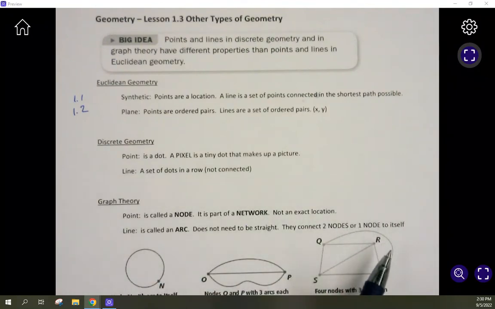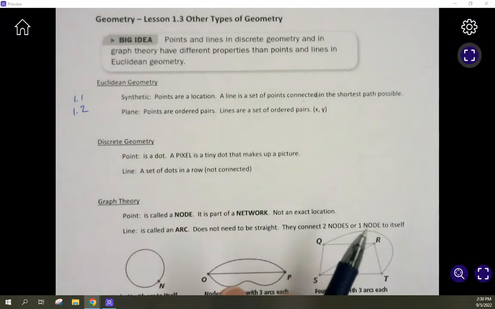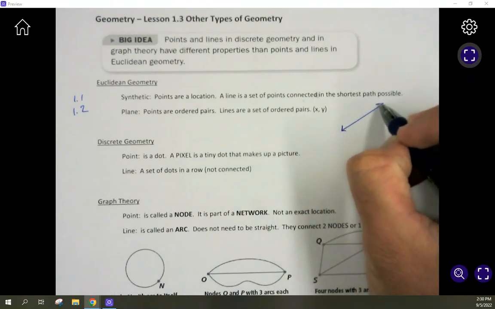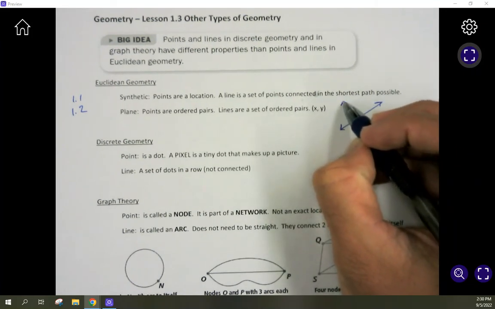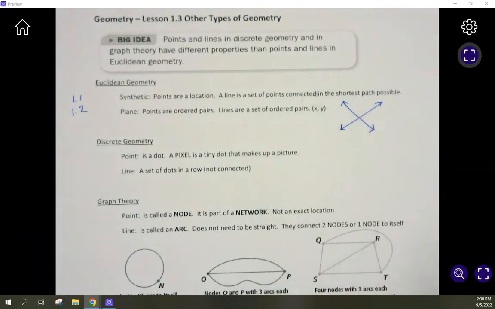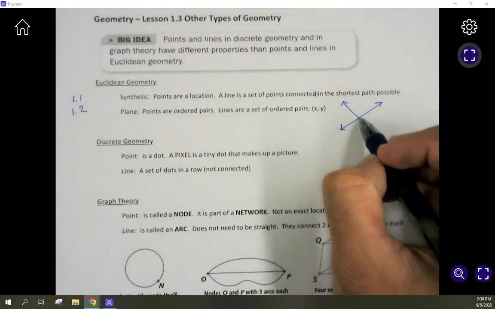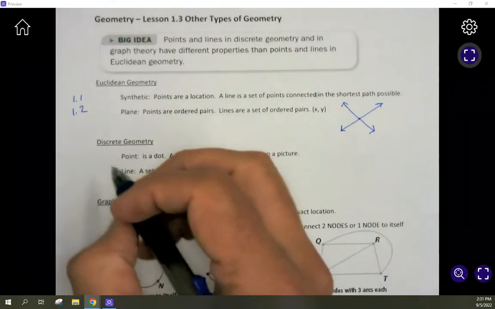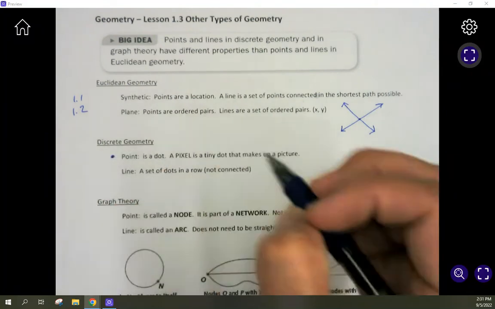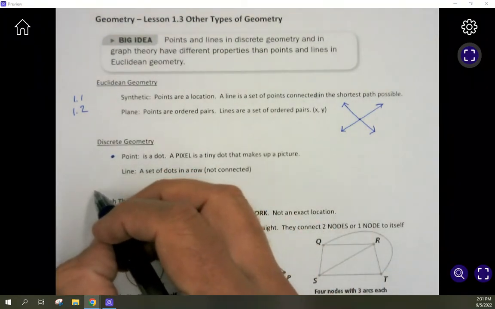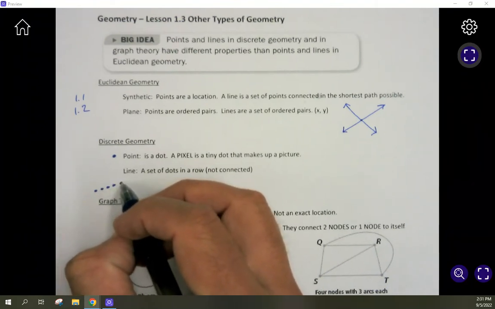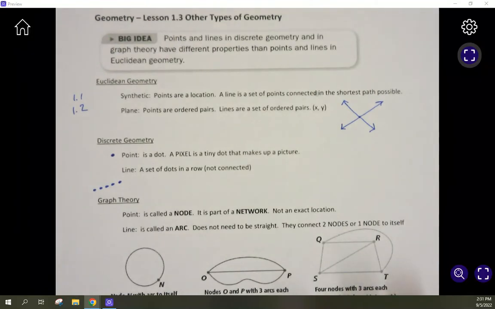So let's look at a couple different situations here. If we have Euclidean geometry and we have two lines that cross, they look like this. And you're going to want to copy this down. They have this point where they intersect, and that is a common point to both lines. Now in discrete geometry, a point is a dot, and a line is a set of dots. And so it looks like this, but they're not connected. There's space between them.